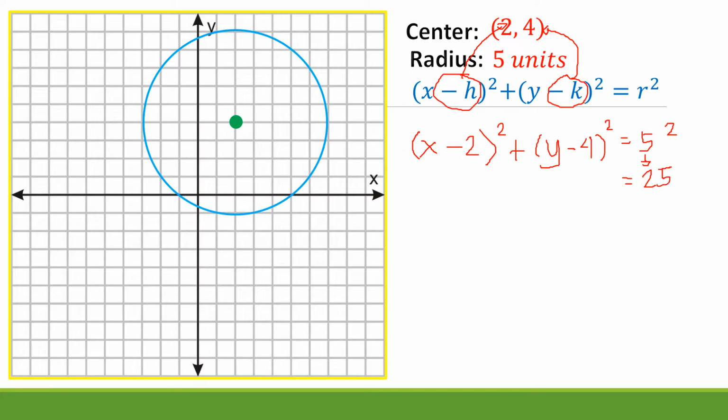So therefore, the standard form of the equation of this circle that we do have now is (x − 2)² + (y − 4)² = 25. So that's it. That's how easy we convert the data from a circle into standard form. Let's have another example.